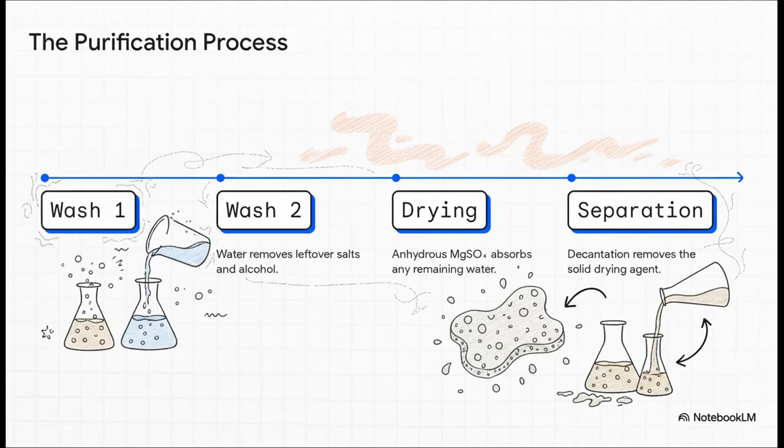Okay, so let's just do a quick rundown of the whole cleanup. You've got the baking soda wash to kill the acid, then you do another wash with just plain water to get rid of any leftover salts or alcohol. After that, you toss in a special drying agent. It's basically a powder that acts like a super sponge, soaking up every last drop of water. And then finally, you just carefully pour your nice, clean, dry ester into a new flask.